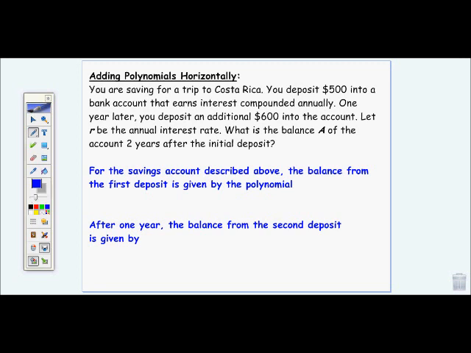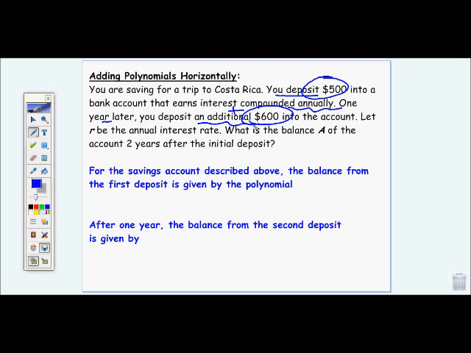You're saving for a trip to Costa Rica. You deposit $500 into a bank account that earns interest compounded annually. Annually means each year. 1 year later, you deposit an additional, so that's adding $600 more into the account. Let R be the annual interest rate. What is the balance A of the account 2 years after the initial deposit?